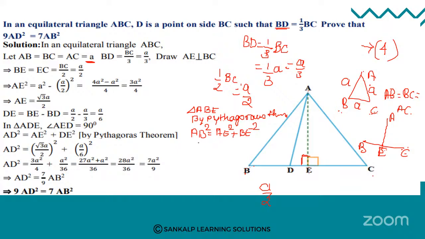Now, we know the value of AB. AB is A, right? AC is also A and total BC is also A. AB value is A. So A square is equal to AE square, we don't know, right, as it is, AE square plus BE square. BE value is A by 2. Just now we calculated that it is A by 2. BE is half portion of BC, right? Therefore, BE is A by 2 whole square.